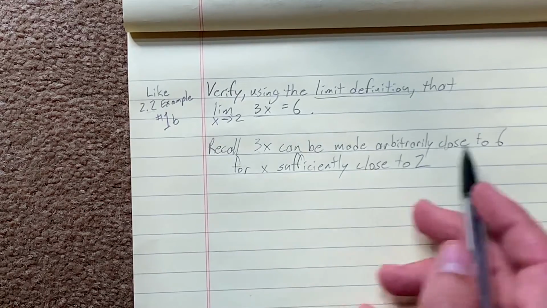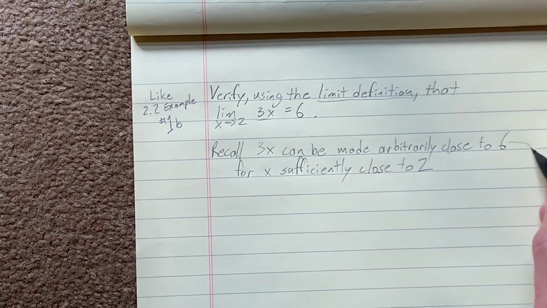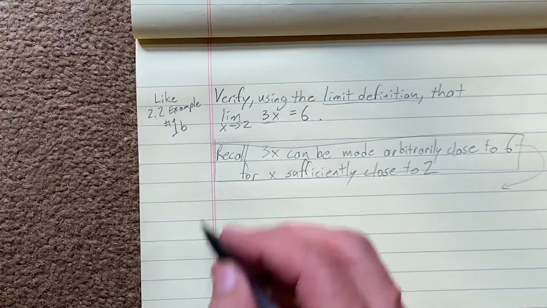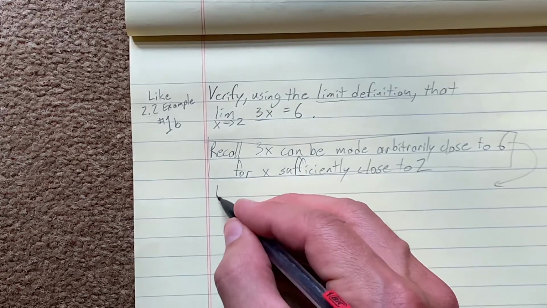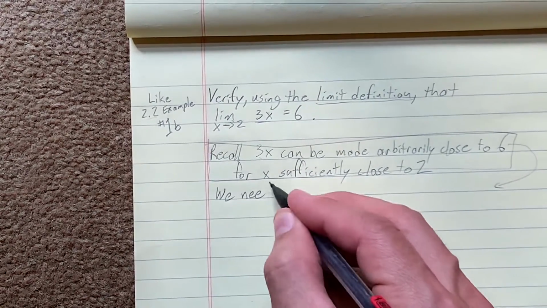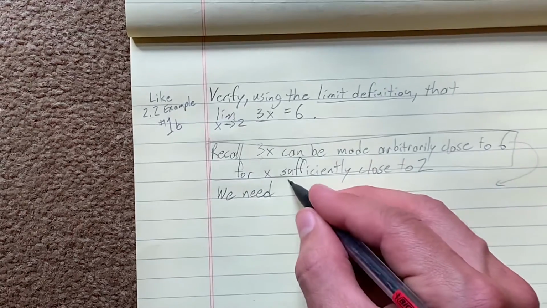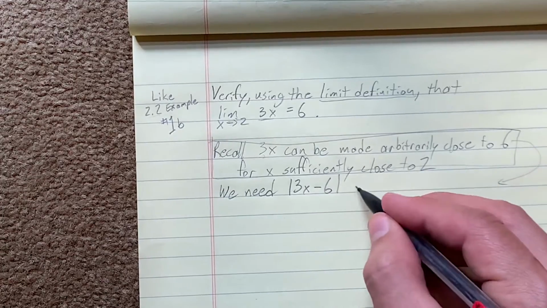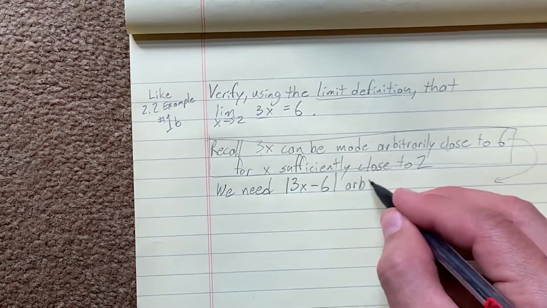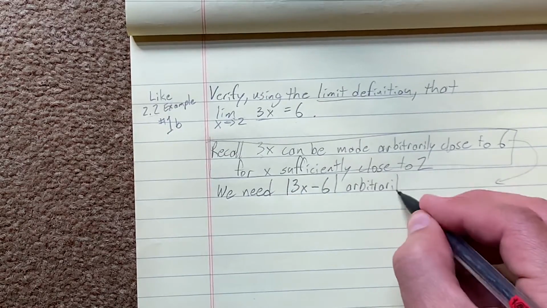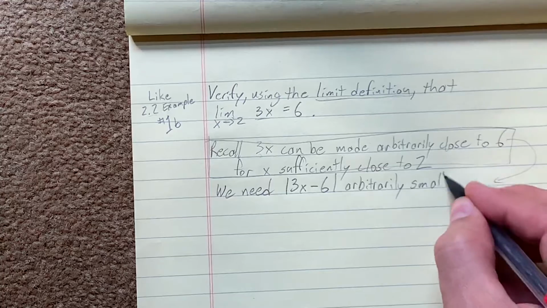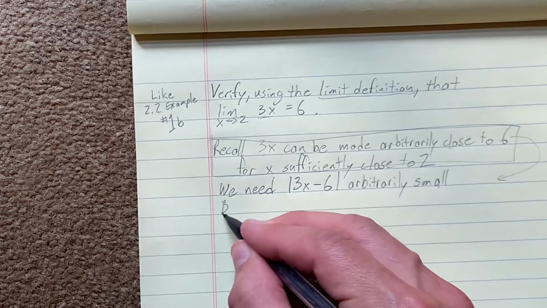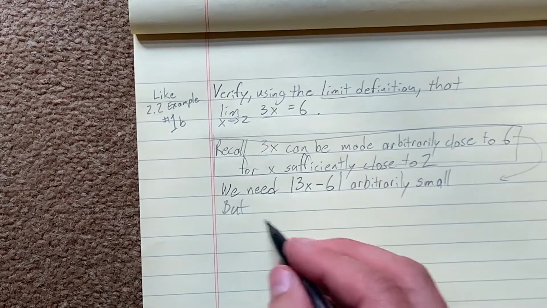So what does that mean? That means, and this is an aside, you don't actually have to write this in this kind of problem. What does it mean that two numbers are close together? It means the absolute value of 3x minus 6 is arbitrarily small. That's how you measure how far things are apart when they're numbers. You subtract and take the absolute value. But this actually is what you would write in this kind of problem.